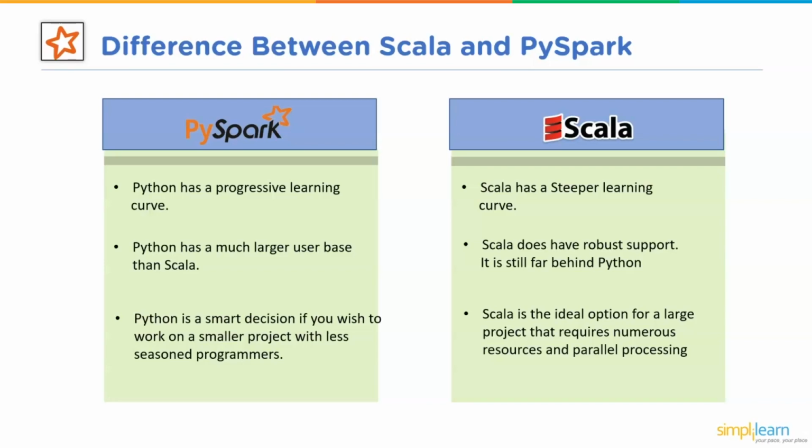Finally, let's discuss the last difference in our list based on the project scale. Python is a smart decision if you wish to work on a smaller project with less seasoned programmers. However, Scala is the ideal option for a large project that requires numerous resources and parallel processing.